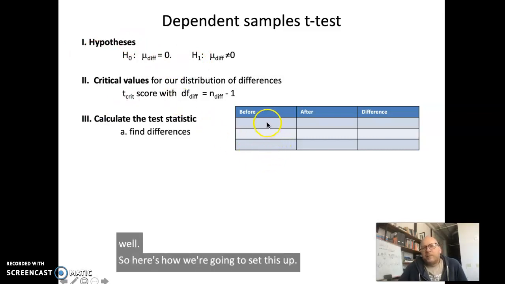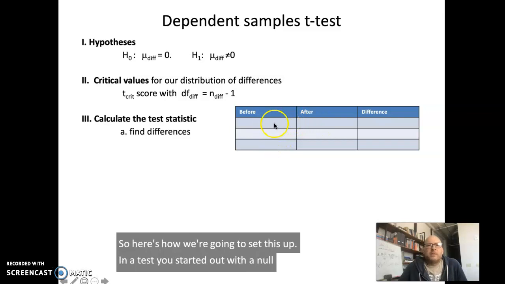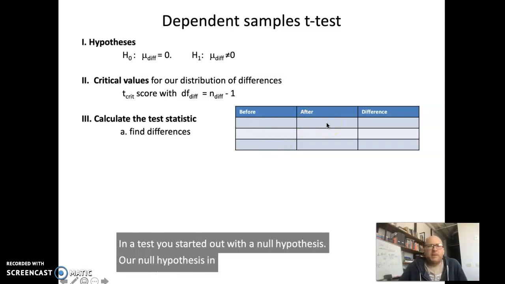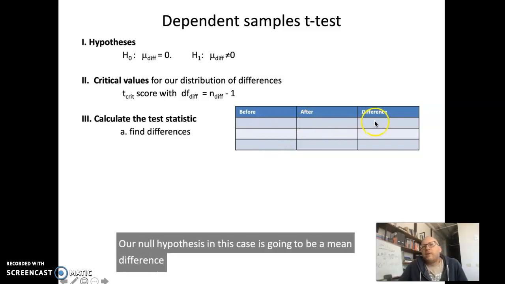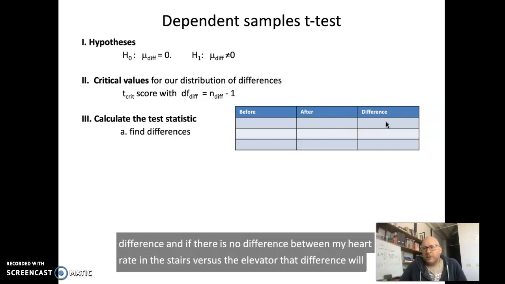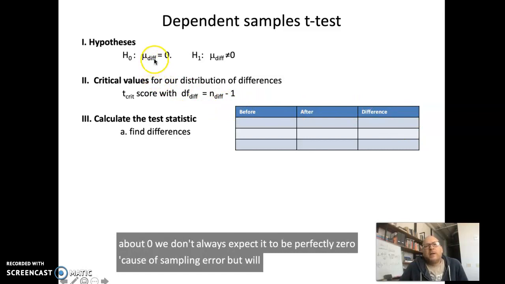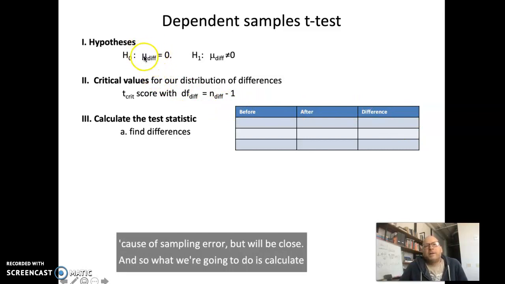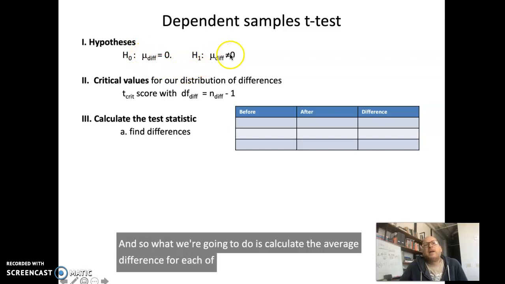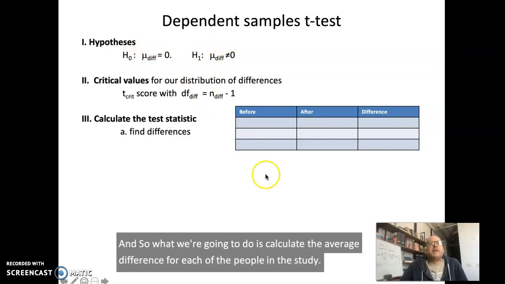What we're going to do is put a before and after, or stairs and elevator, might be a better way to think about it, and we're going to get the difference. And if there was no difference between my heart rate in the stairs versus the elevator, that difference will be about 0. We don't always expect it to be perfectly 0 because of sampling error, but it'll be close. And so what we're going to do is calculate the average difference for each of the people in the study, and we're going to see if it's different from 0.